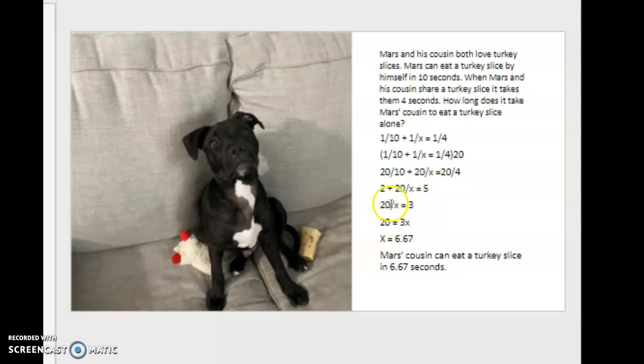Multiply by x in order to get rid of this fraction. And then you get 20 equals 3x. Divide 20 by 3. Then you get x equals 6.67 after rounding. So this means that Mars' cousin can eat a turkey slice in 6.67 seconds after rounding.